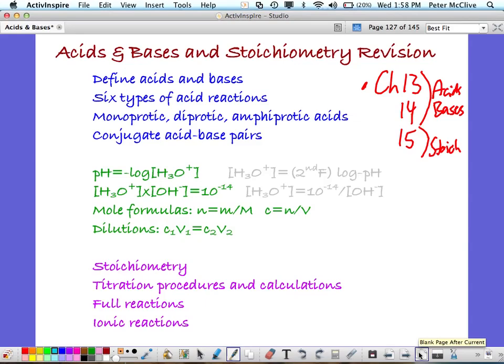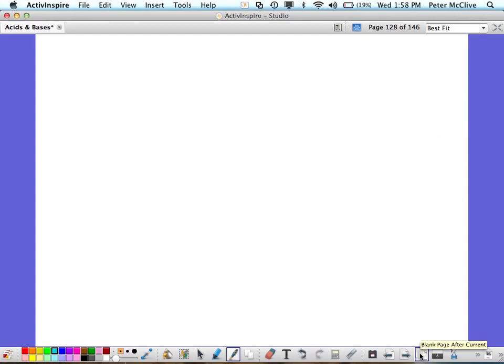It's just acid plus base gives water plus salt. It's a neutralisation reaction. Okay, let's have a go at worksheet 32, question 2.